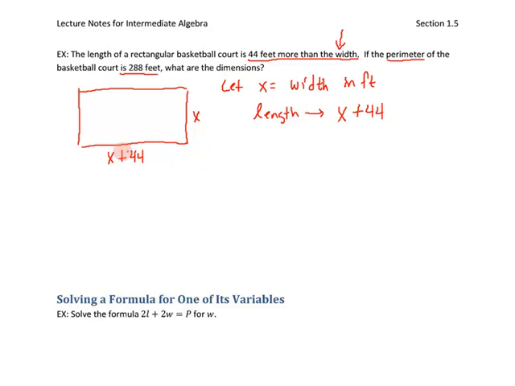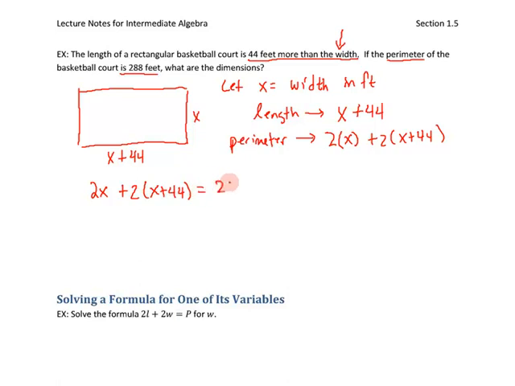Now the perimeter for any rectangle is twice the length plus twice the width, right? Because there's two widths and there's two lengths. All right, so the perimeter would be 2 times the width, which is x, plus 2 times the length, which is x plus 44. So to get our equation, we're going to take the perimeter and set that equal to 288. 2x plus 2 times x plus 44 is 288. Can we find x for this problem?